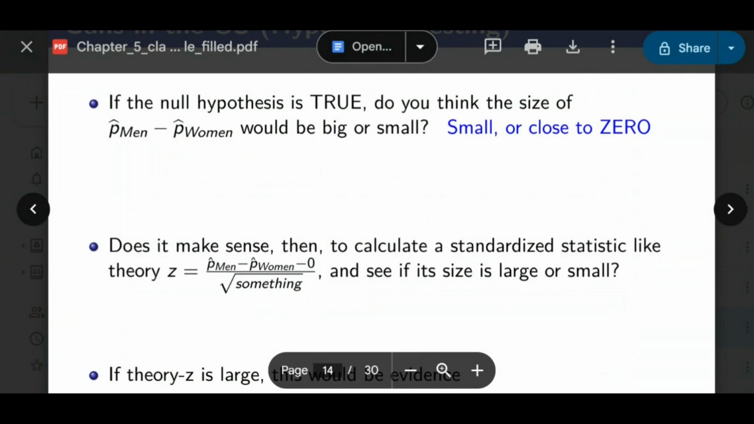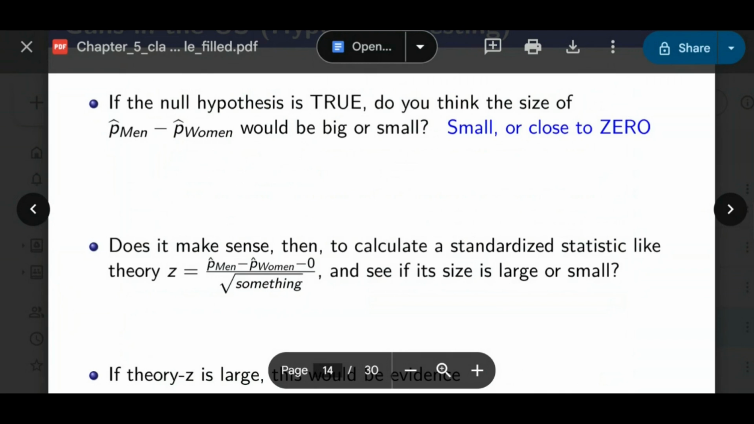Okay, so anyway, do you agree that theory Z makes sense? Now, I have kept something hidden here for a reason. I'm going to show you in the next slide what it is. It's something pretty horrible. I don't want you to be distracted by that. I want you to see that the overall structure is the same as the Z that you know.